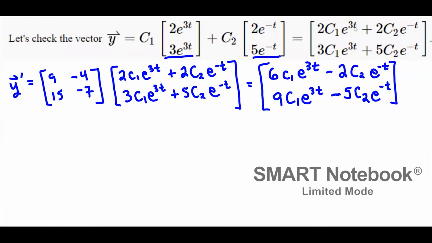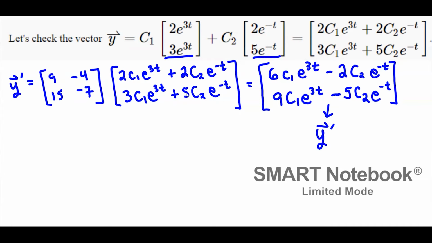If I took the derivative of this, the constants stay outside, and we have to use the chain rule and multiply by 3 here. So it's going to be 6 C1 e to the 3t. Here we're going to multiply by -1, so that happened. This bottom row, multiply by 3. 3 times 3 is 9. And -1 times 5 is -5. So all that works out. So that is also a solution. So this is the derivative of vector y. So that one worked as well.